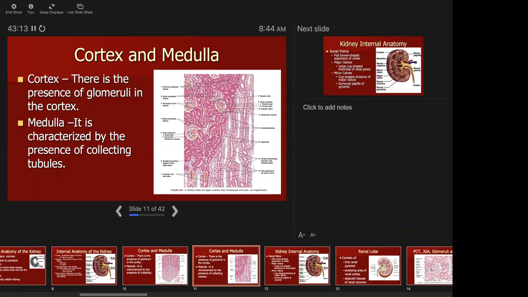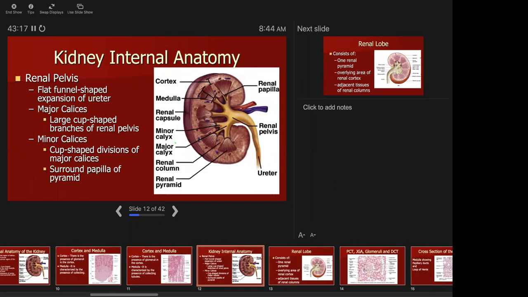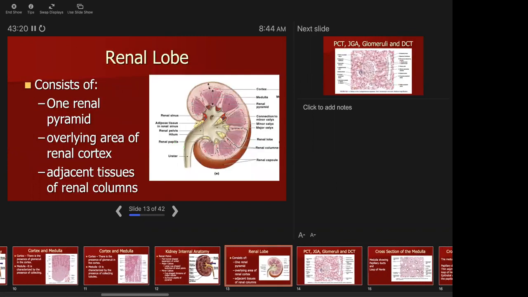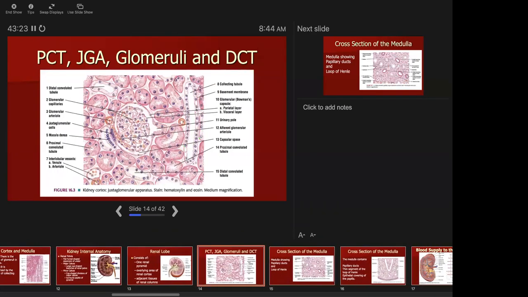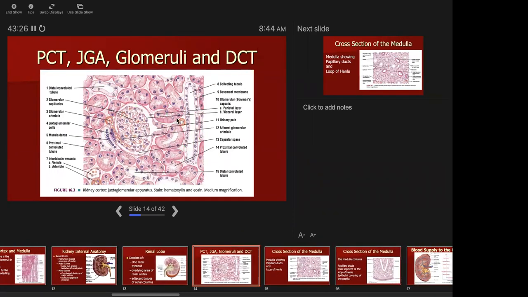Okay, let's see more detail. We have mentioned all this. Now this is a bigger picture, which shows you all the details. This is Bowman's capsule. These are tufts of capillaries, glomerular capillaries. All these are glomerular capillaries.